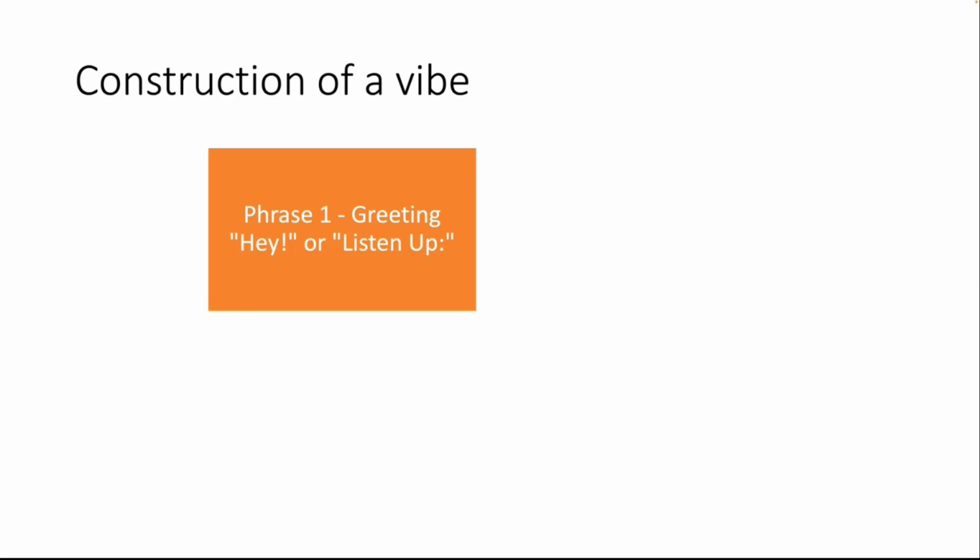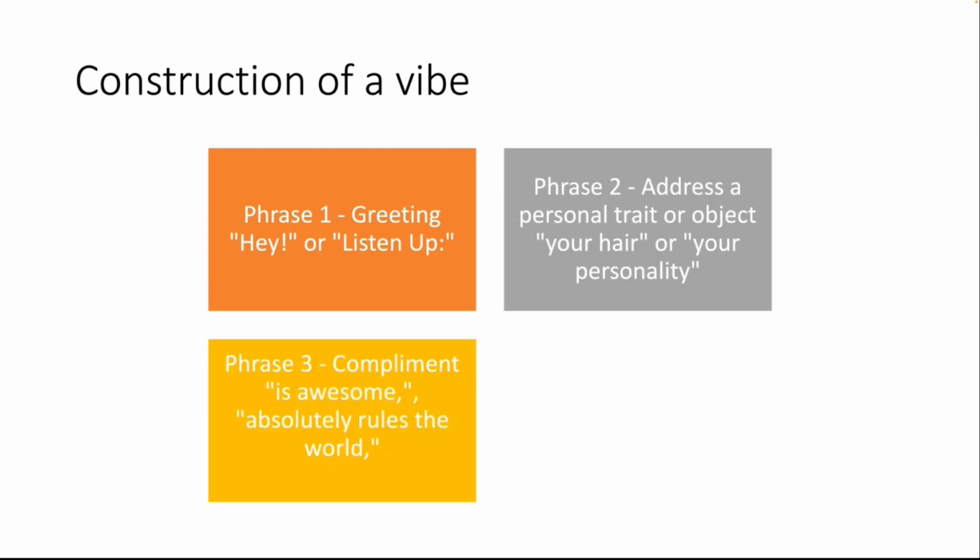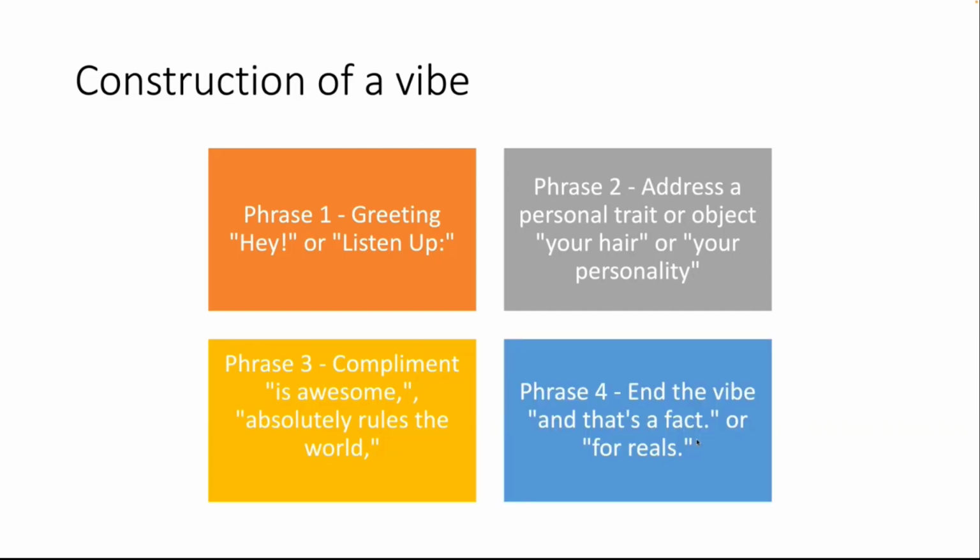The second part is we want to address a personal trait or something about your personality, like, hey, your hair, your personality. So something about the person that we want to send the affirmation to. The third part is the compliment itself. So the nice thing that we want to say, like, is awesome or absolutely rules the world, something like that. And then we end the vibe with a fact, and we close this vibe.